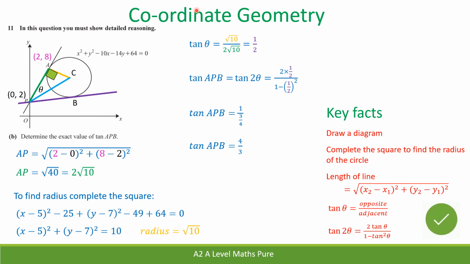There are alternative ways to work this out. You could have looked at the triangle between A, P and B and used the cosine rule to work out the angle in between here, and then use trigonometry to then work out tan of the angle. But this is the quickest way to get you to the answer. But there are alternative ways.